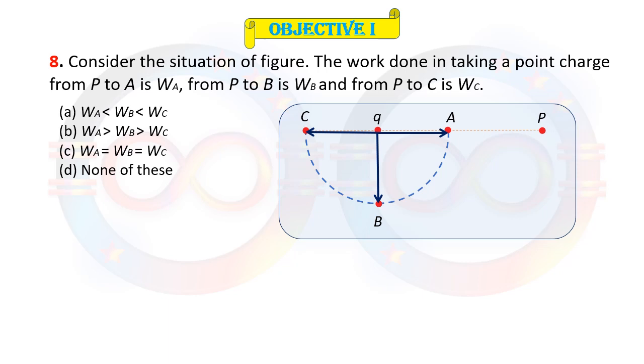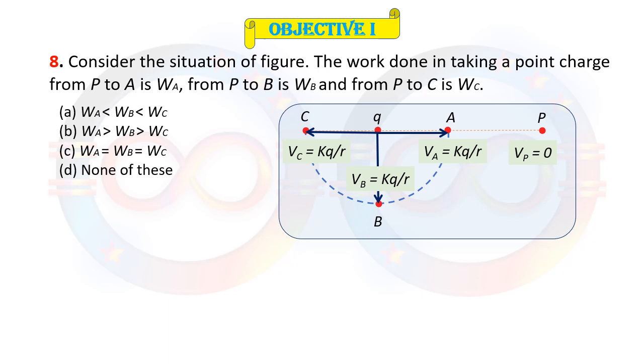Now let us write the potential of Q at point A. It is KQ upon R. At B, KQ upon R. At C, KQ upon R. Potential at P we can consider 0. If you don't want to consider 0, you can take any value. Take V, take 100 volt, 200 volt, any value.